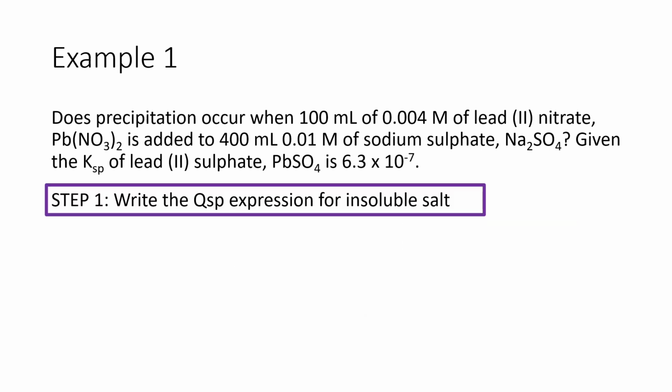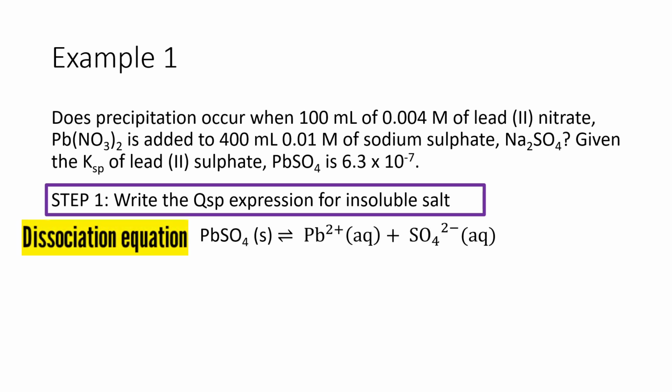Step number 1 is to write the reaction quotient expression for the insoluble salt. In this question, the insoluble salt is lead(II) sulfate because the solubility product value Ksp is given for lead(II) sulfate. In order to write the reaction quotient expression for lead(II) sulfate, first we must write the dissociation equation for lead(II) sulfate. Lead(II) sulfate is an insoluble salt, therefore it only dissolves slightly and dissociates slightly in aqueous solution to give the respective cation, lead(II) ion, and the sulfate ion.